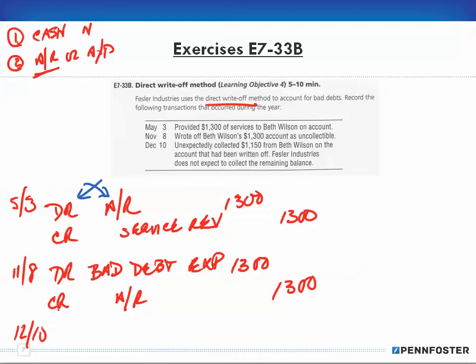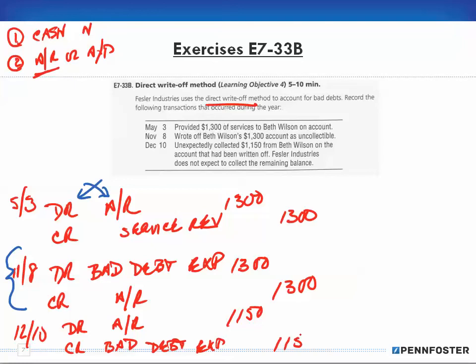What we need to do is first reverse this entry. So we make an entry because this way it puts it back on our books, back onto our accounts receivable. So we're going to make a reversing entry of that. If I had a credit to accounts receivable, now I'm debiting accounts receivable for $1,150, and I'm going to credit my bad debt expense for $1,150. Okay, so that just reversed the entry, right?